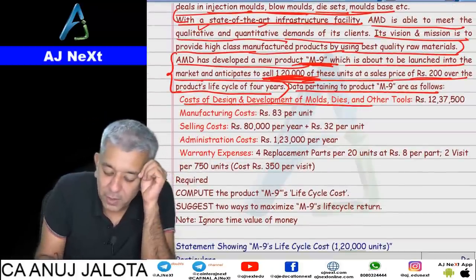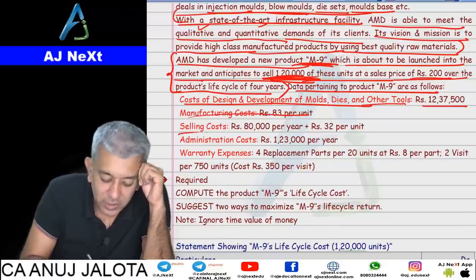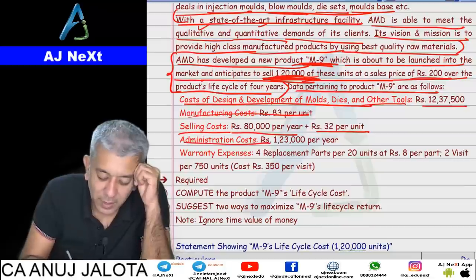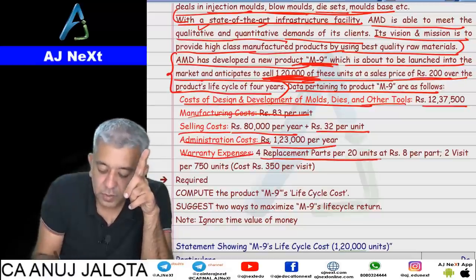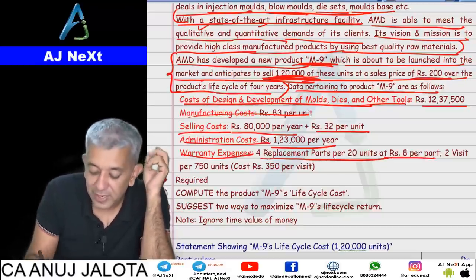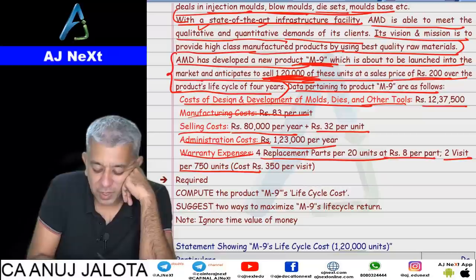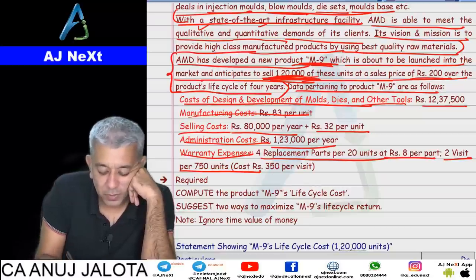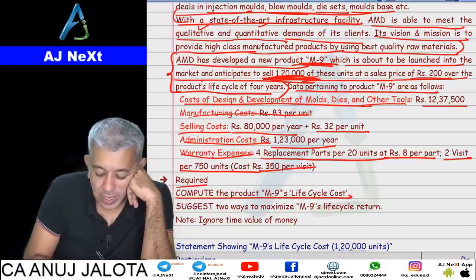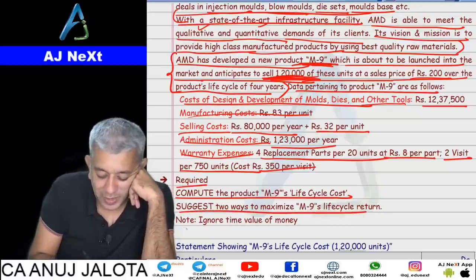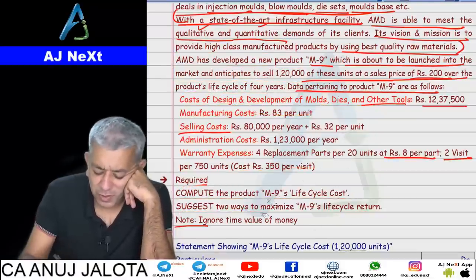Cost of design and development of molds, dies and other tools, 1,237,500. Manufacturing cost 83 per unit, selling cost 80,000 per year plus 32 per unit, administration cost 123,000 per year. Warranty expenses, now read this carefully: 4 replacement parts per 20 units at the rate of 8 per part, and 2 visits per 750 units, cost rupees 350 per visit. Required: compute the product M9's life cycle cost, and suggest 2 ways to maximize M9's life cycle return. Life cycle return means the profit over the entire life cycle.